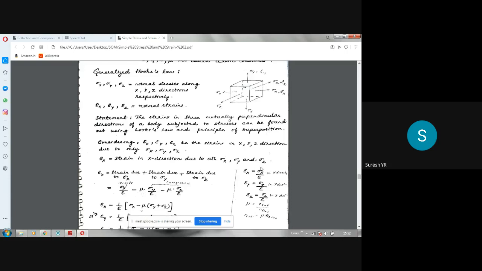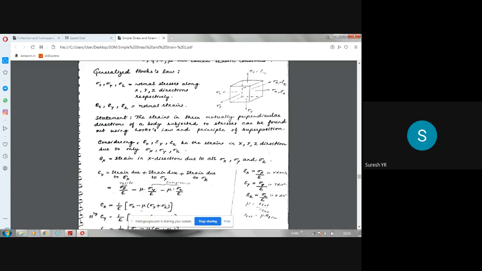So we have to combine the effect of all the three stresses. That is the meaning of the principle of superposition. Now let us find out the strain in this direction. Ex is the total strain in the x direction due to all the three stresses. So Ex will be strain due to sigma x plus strain due to sigma y plus strain due to sigma z. All the three we have to add. Now what is the strain due to sigma x? Strain due to sigma x is nothing but sigma x by E. This we know, because within elastic limit stress is directly proportional to strain.